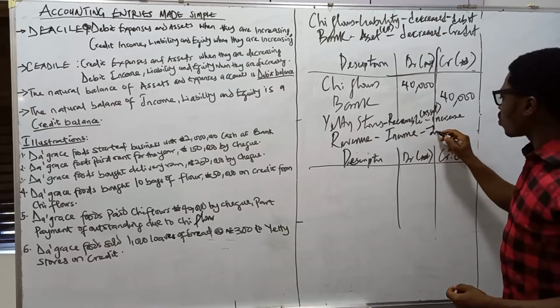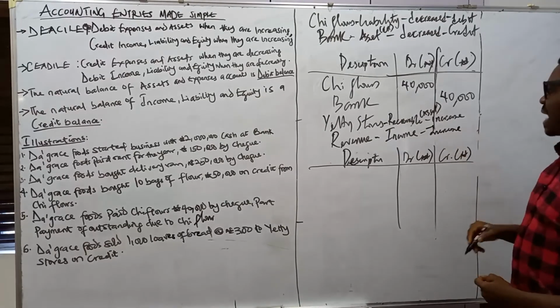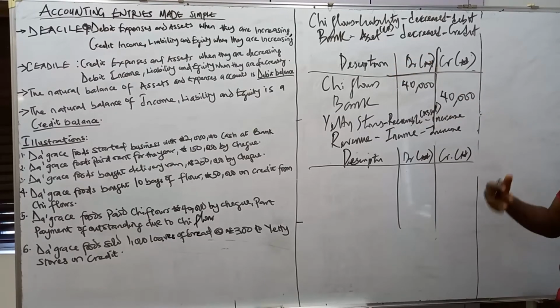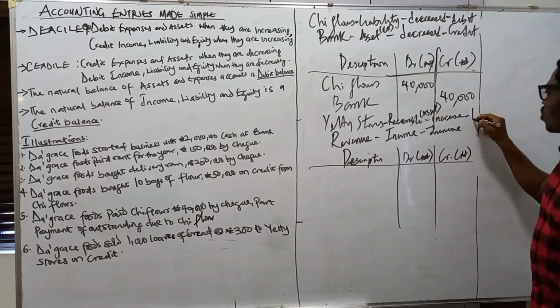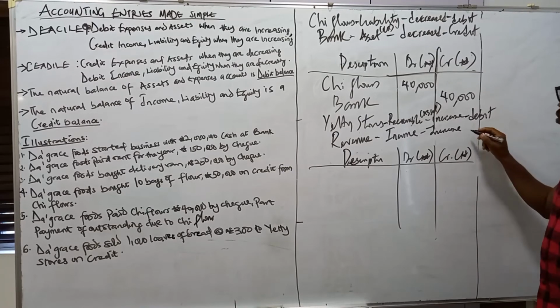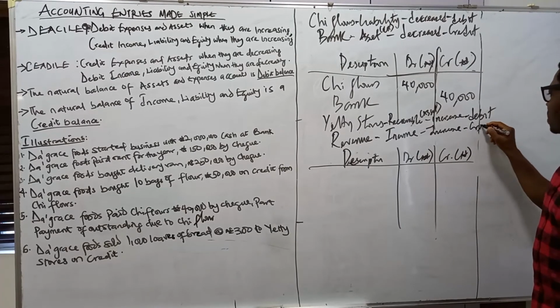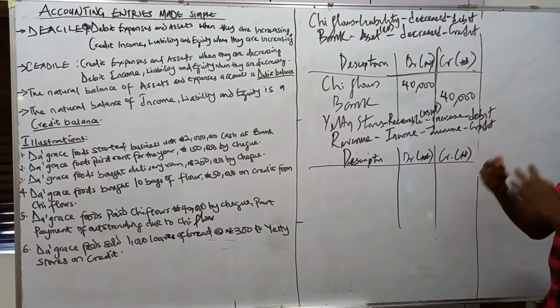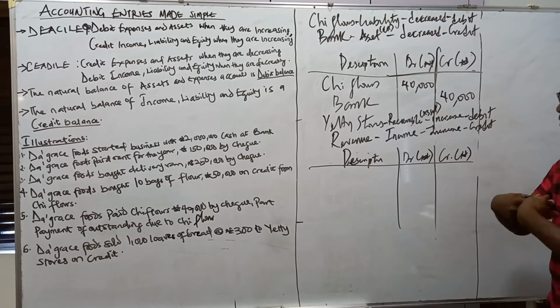What has happened to revenue? Revenue has also increased. And we said that when expense and assets are increasing, we debit them, and when income, liability, and equity are increasing, we credit them. So receivable here has increased, and we are debiting it. Revenue has also increased, so we are crediting it.